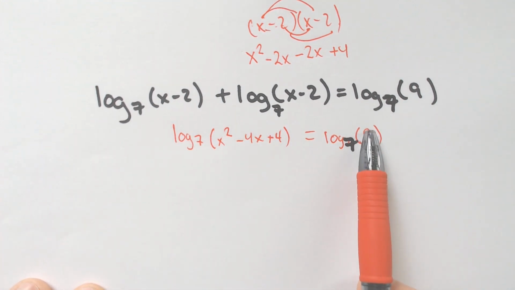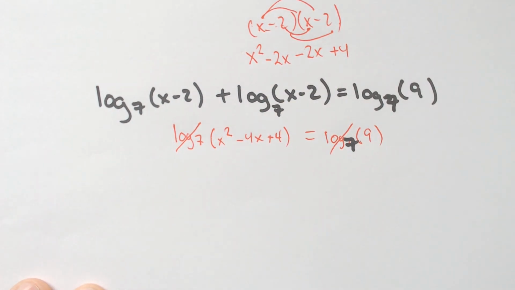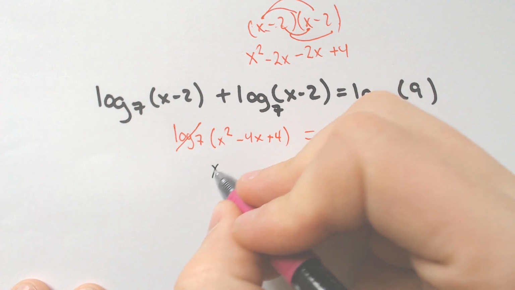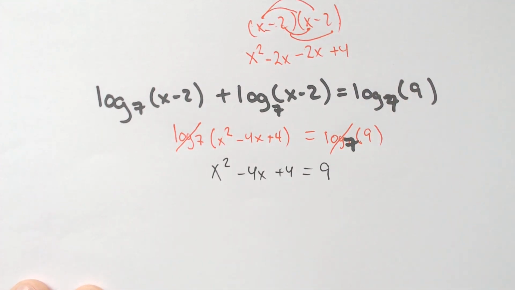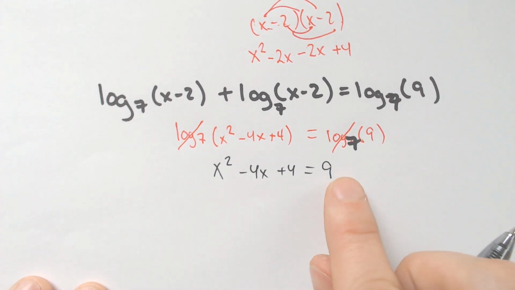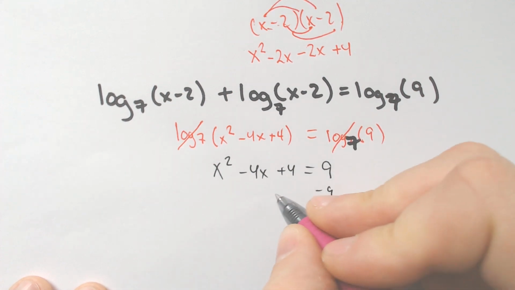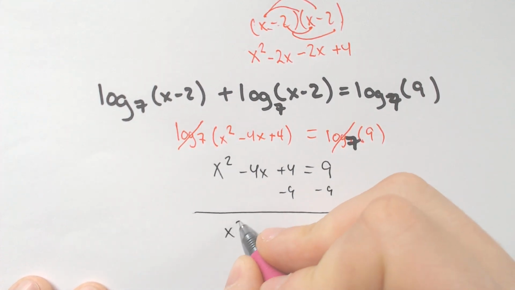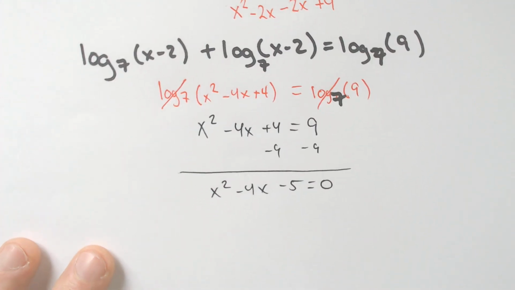Now that they're all a log base 7 like I originally intended, they are going to cancel out. We are going to have left x squared minus 4x plus 4 equals 9. Because there is an x squared and an x, we need to think always with algebra: if you have an x squared and x, set it equal to 0 and probably factor. If we subtract the 9, we get x squared minus 4x minus 5 equals 0. And then we have to factor that.